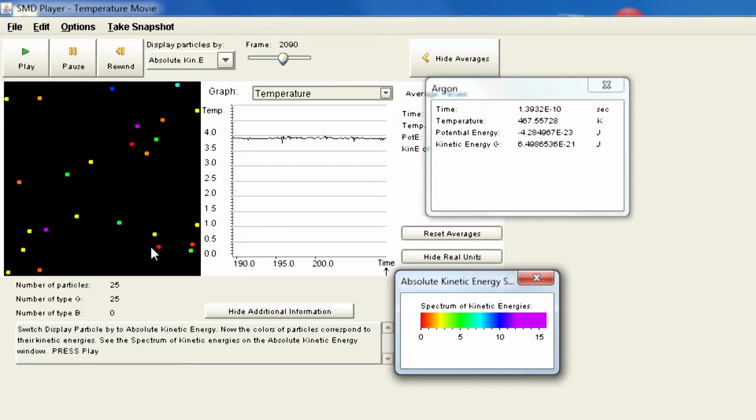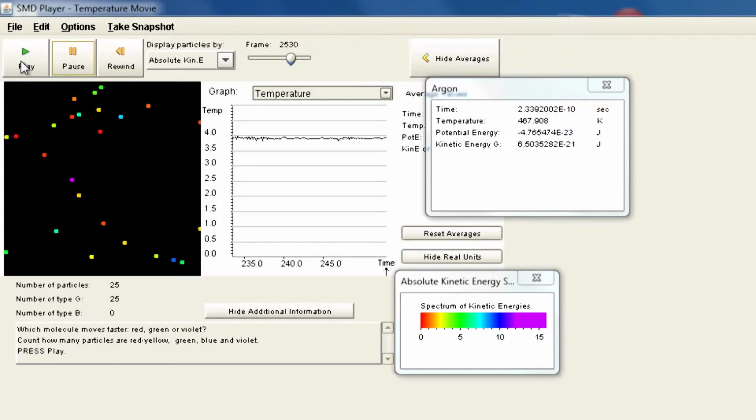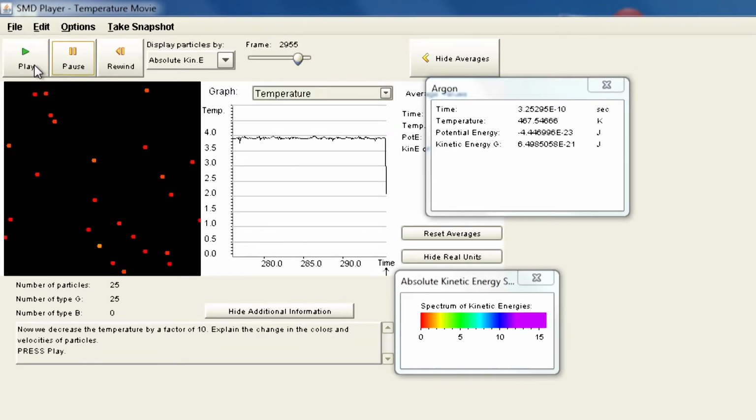So now you are looking at the display of how these kinetic energies are distributed. Half mv square is now distributed among 25 particles. You move again: which molecules move faster, the red, green or violet? The red particles have smaller kinetic energy, violets have very high energy. So obviously they will move at much faster velocities. Now you move forward again.